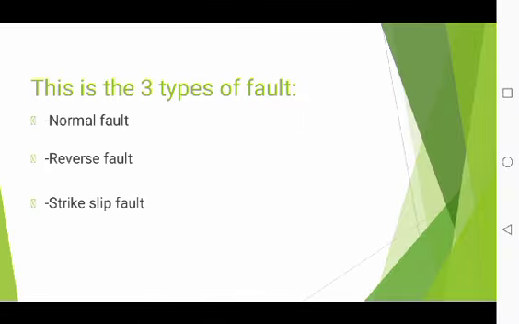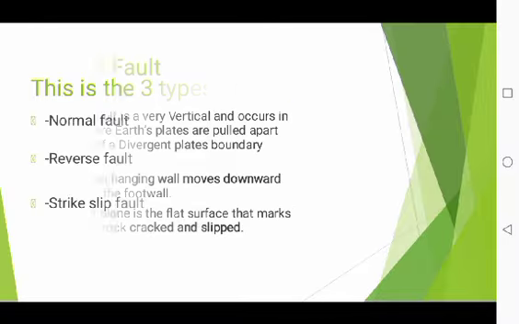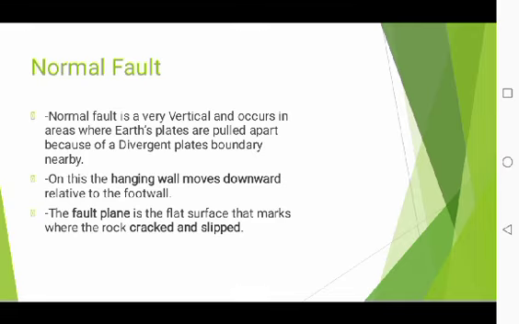These are the three types of fault: normal fault, reverse fault, and strike-slip fault. Normal fault. A normal fault is very vertical and occurs in areas where Earth's plates are pulled apart because of a divergent plate boundary nearby. On this, the hanging wall moves downward relative to the footwall. The fault plane is the flat surface that marks where the rock cracked and slipped.